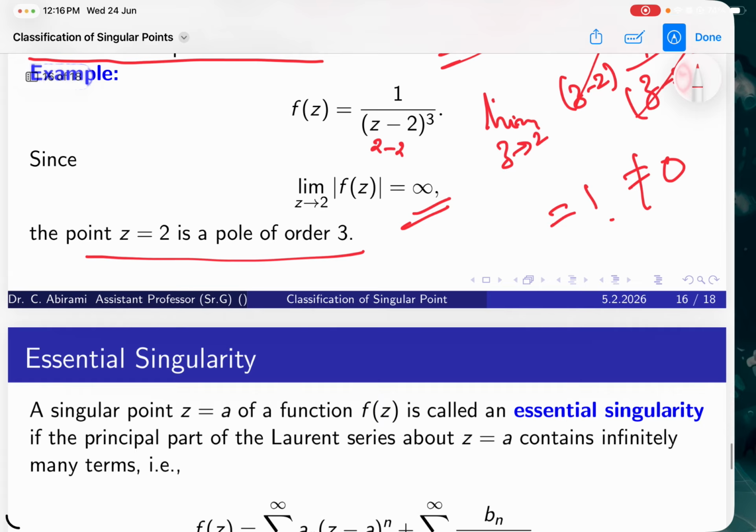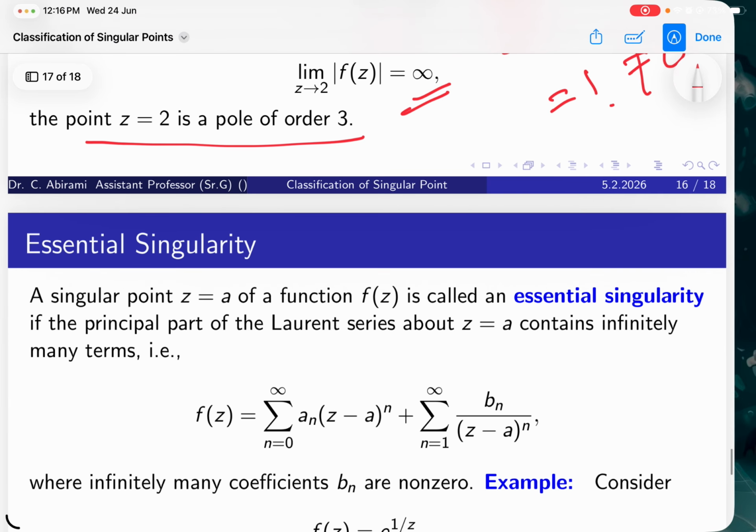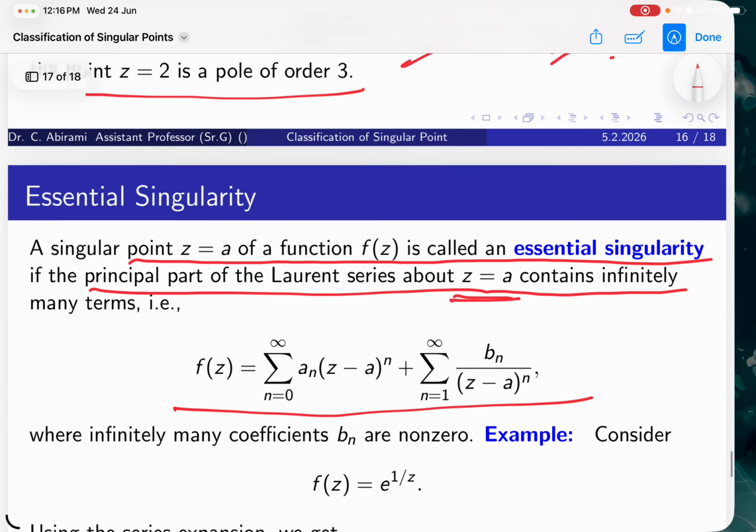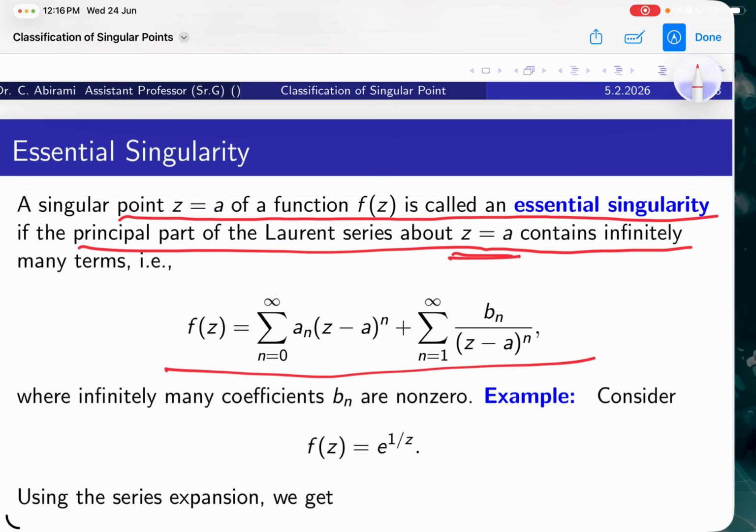So the last one, essential singularity. A singular point z equal to a of a function f of z is called an essential singularity if the principal part of the Laurent series about z equal to a contains infinitely many terms. In other words, the Laurent series expansion contains an infinite number of negative powers of z minus a. Then I can conclude that z equal to a is an essential singularity. So this is the expansion of the Laurent series.